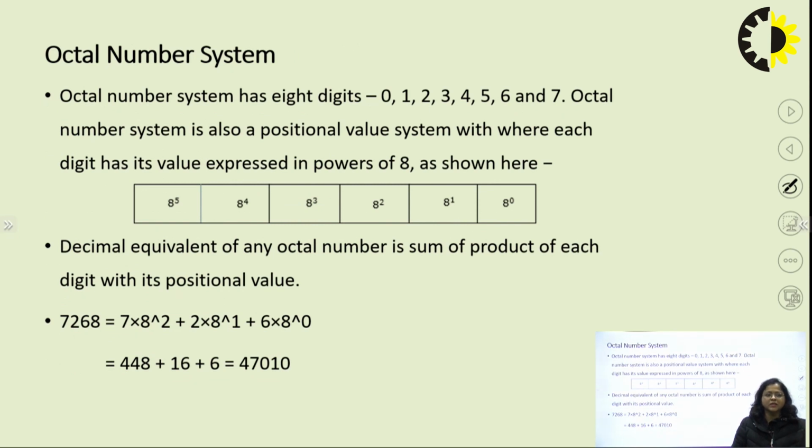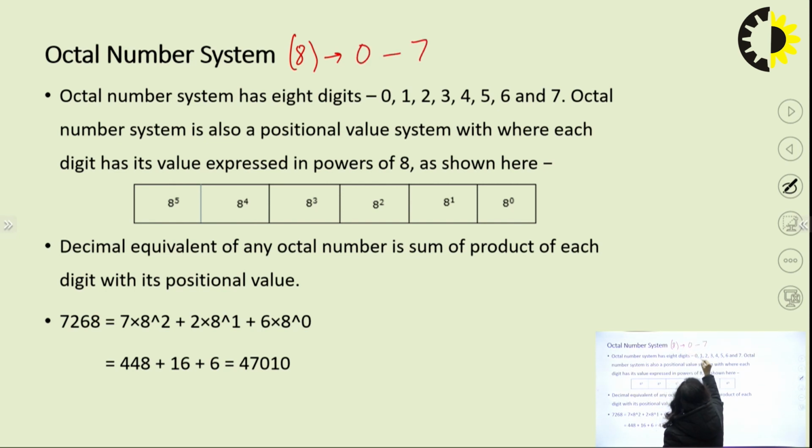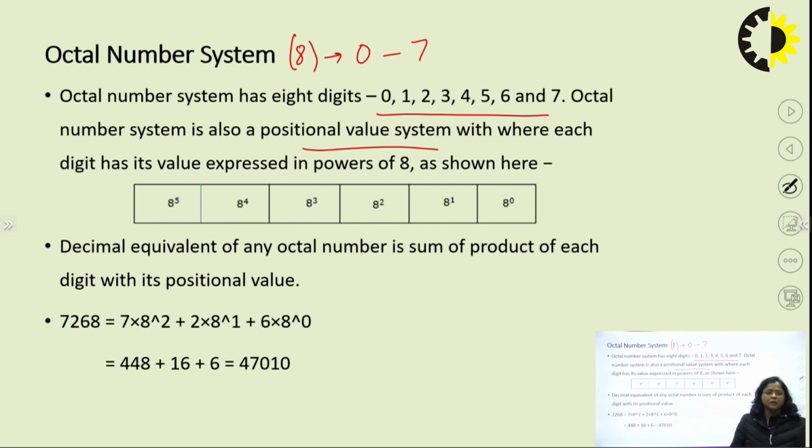Now, moving towards another number system, that is the octal number system. This number system has base 8, that is the digits ranging from 0 to 7. The octal number system is also a positional number system with the least significant digit having weight 8 to the power 0, and the most significant digit is the leftmost digit having highest weight.